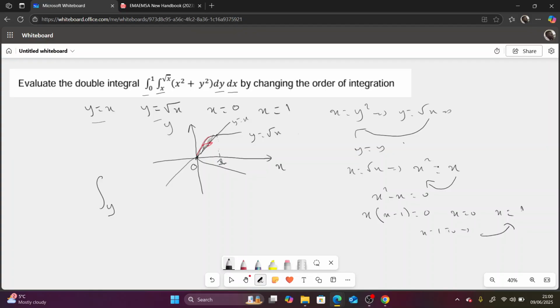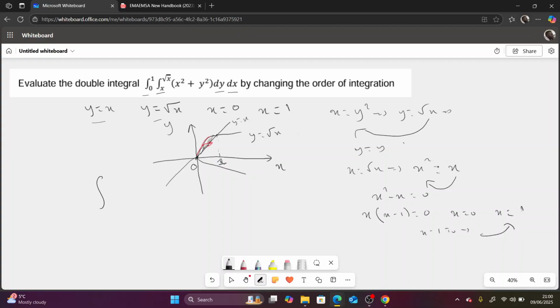Now, your upper limit will be the function on the right, which is what? Y. Ooh, let me erase. I think there's a small misunderstanding here. Here we go. Function on the left. Which one is the function on the left? It is y equal root x, as we can see here.